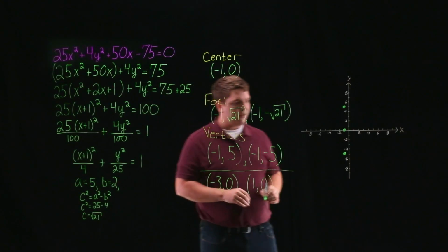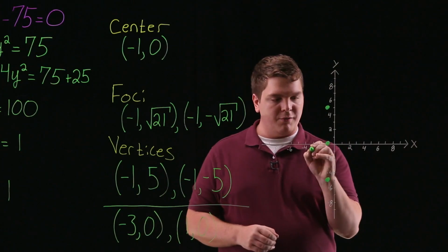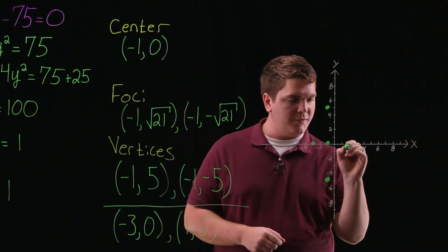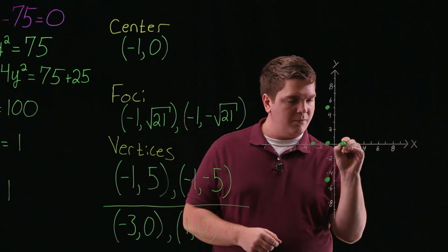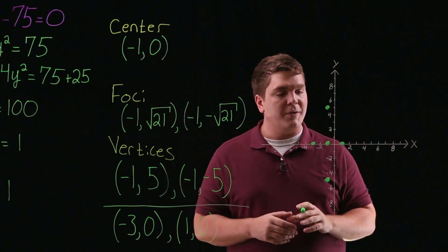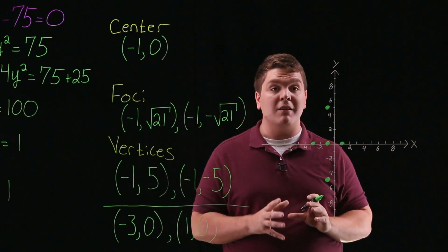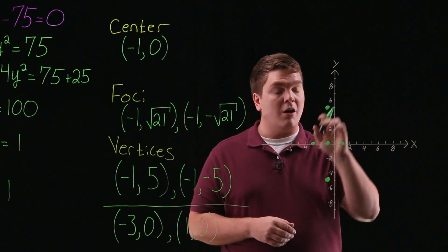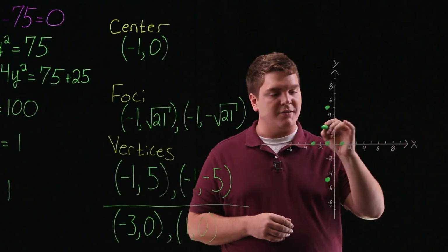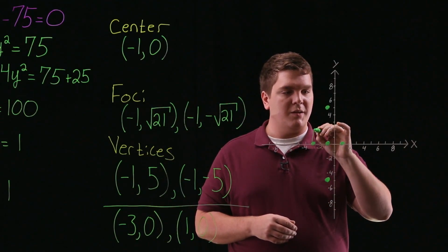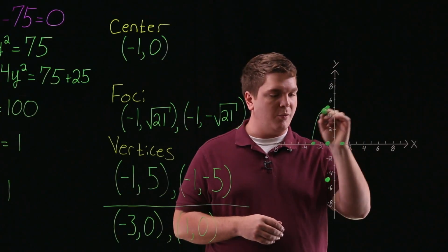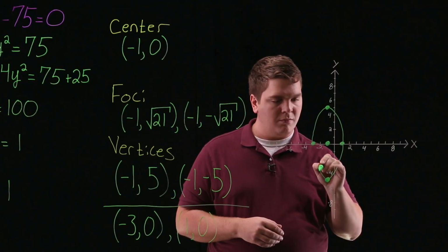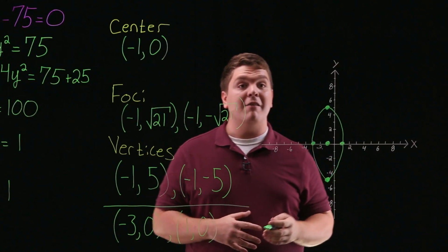Let's go ahead and plot these 2 points: -3, 0 and 1, 0. Just to reiterate, these 2 points are not technically vertices, they're just the endpoints of our minor axis. These 2 points are vertices because they're endpoints of our major axis. Now, to sketch the ellipse, we'll just connect these 4 points. And there we have the graph of our ellipse.